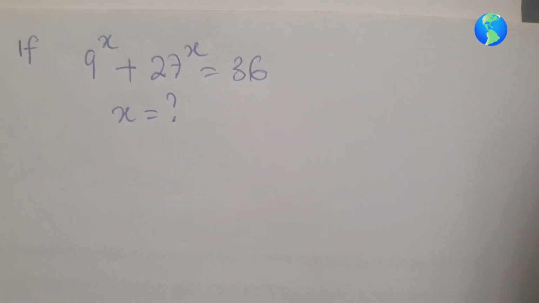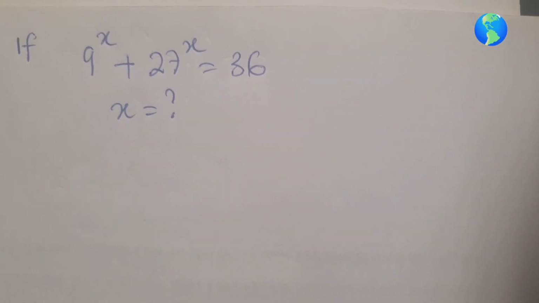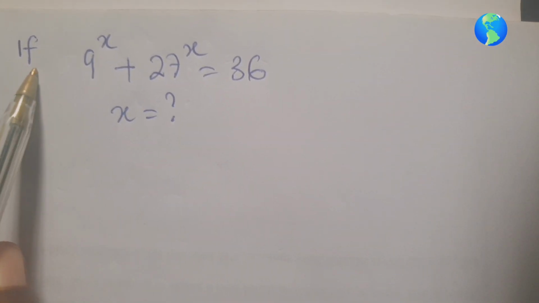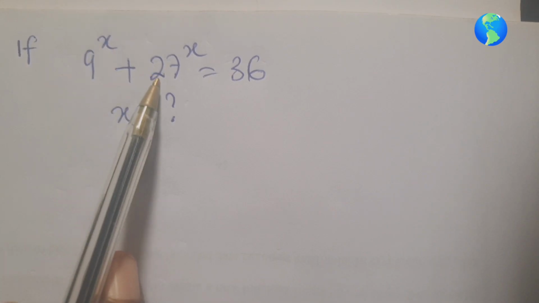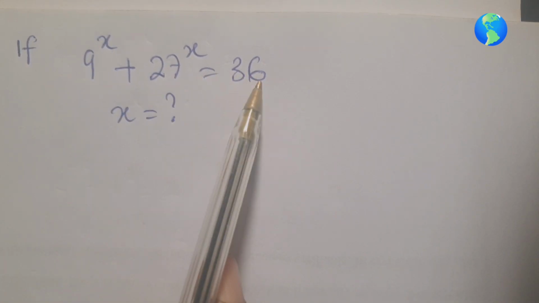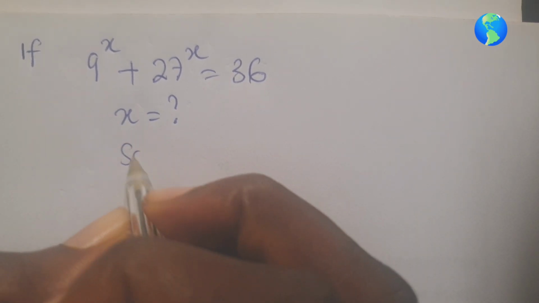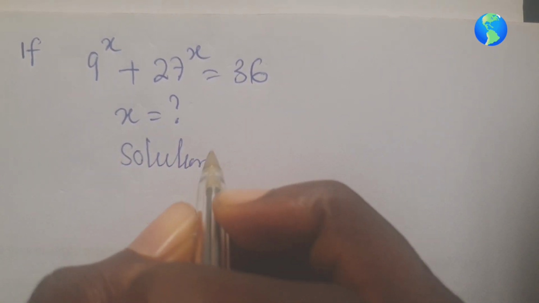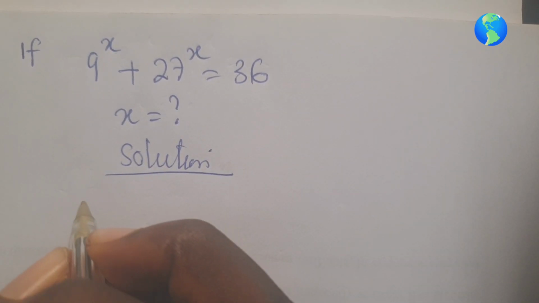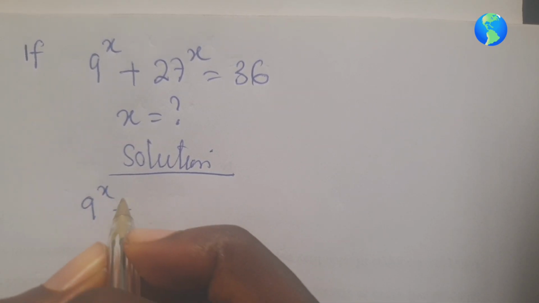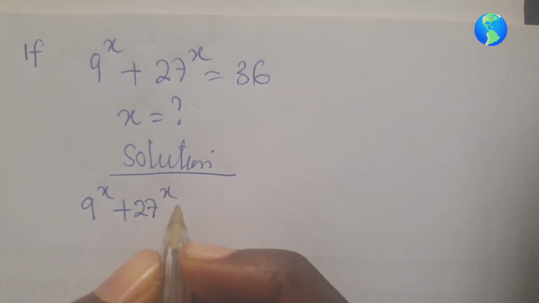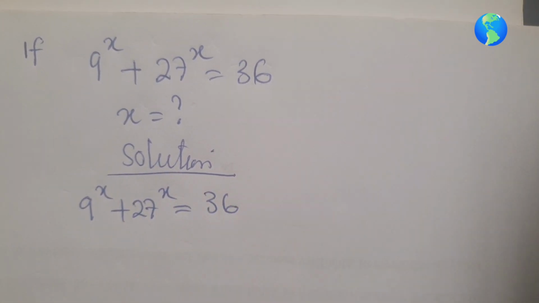Hello viewers, we have another interesting question to handle today. The question said, if 9 power x plus 27 power x equals 36, what is the value of x? Okay, so let's see how we can solve this as well. Now, we have 9 power x plus 27 power x to be 36.